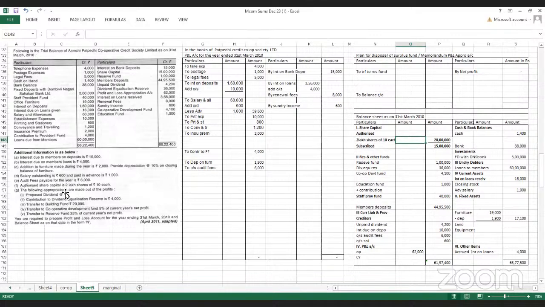Next, the following appropriations are to be made out of profit. Okay. So this is a proposed plan. Okay. So two, proposed dividend. Right here. Two, proposed dividend.